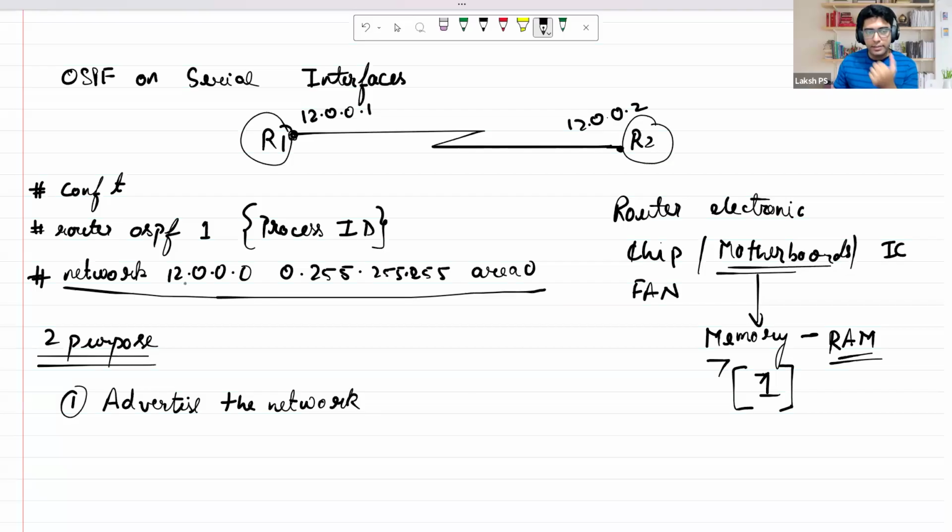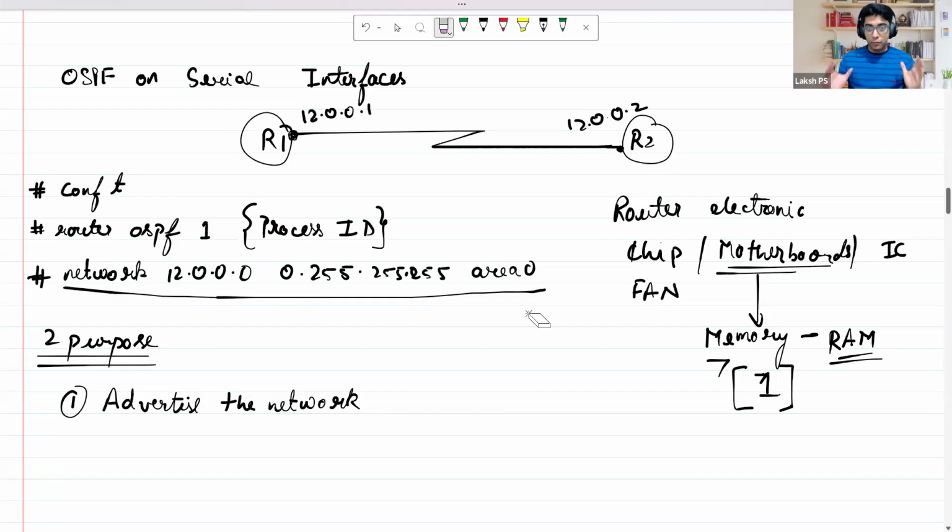What network is it advertising? The network which we have mentioned in the command lines, to advertise that particular network. And why is that advertisement needed? So that it is populated in R2's routing table.